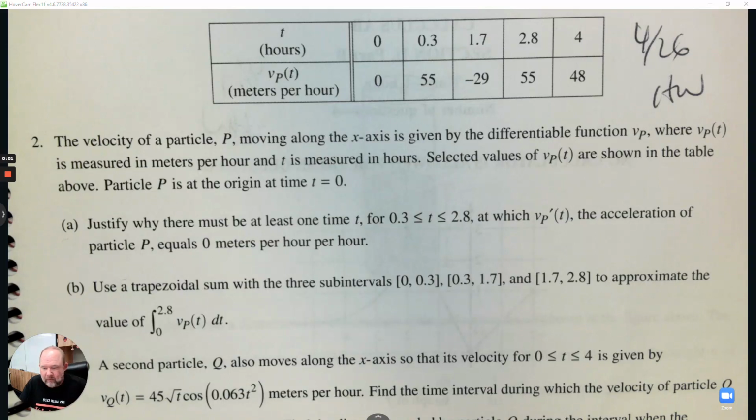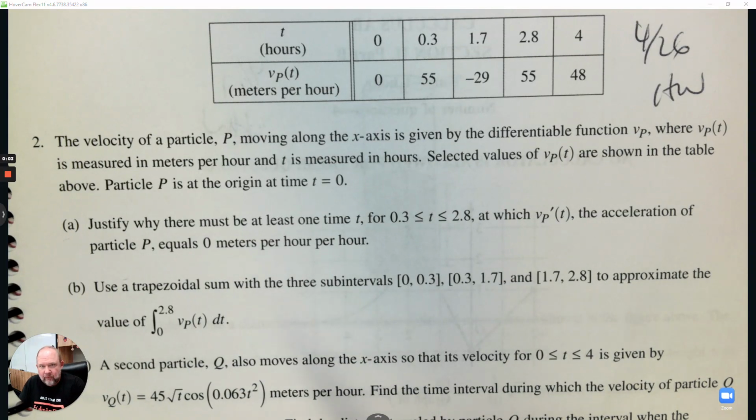Your homework solutions for question number 2 from 2019. Again, I want you to try your best first before you just copy the video. So, here we go. The velocity of a particle. What type is this? Velocity, acceleration, particles moving, when is it stopped, total distance, things like that.